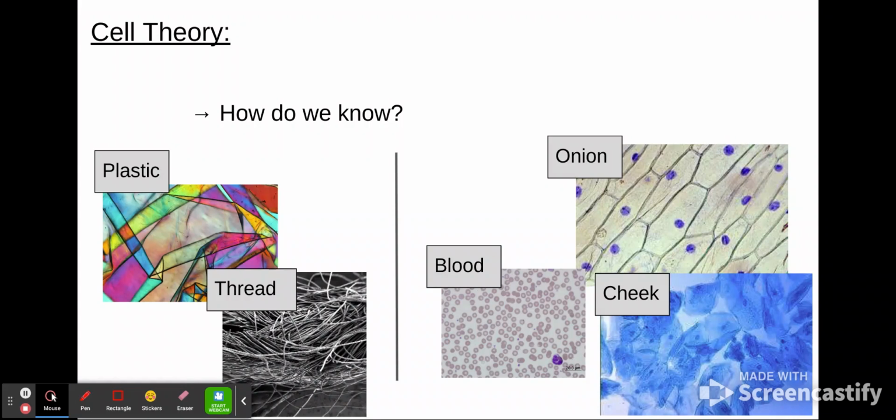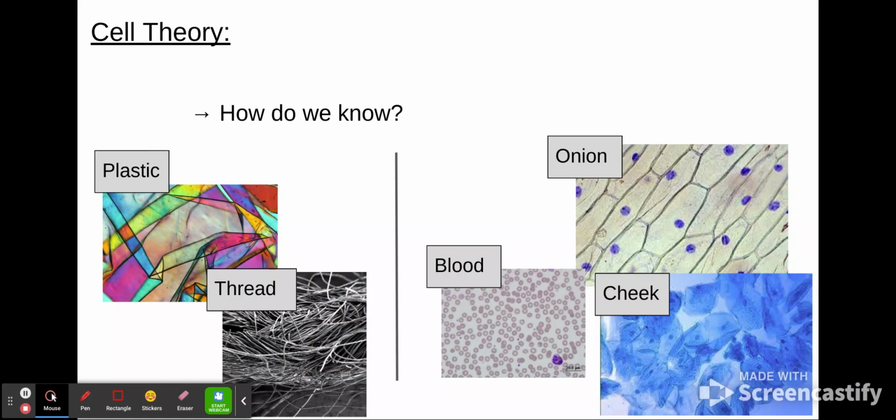In class, we did an activity where we had to sort pictures based on whether or not they had cells. I didn't give the students the names. They didn't have plastic or thread or blood or onion. They just had the pictures. And they had to figure out if they had cells. Imagine our scientists back in the day. They had to figure this out too.